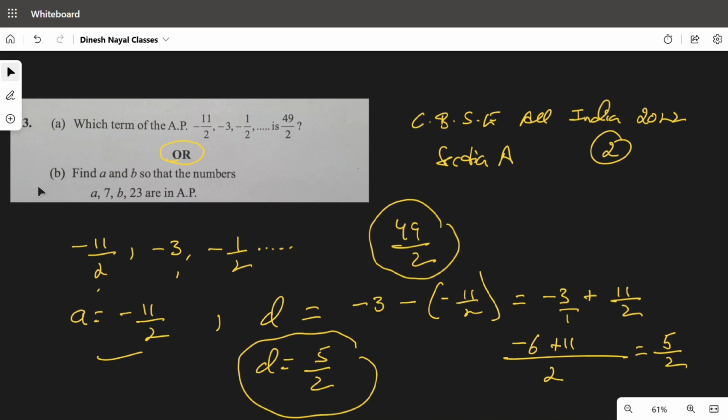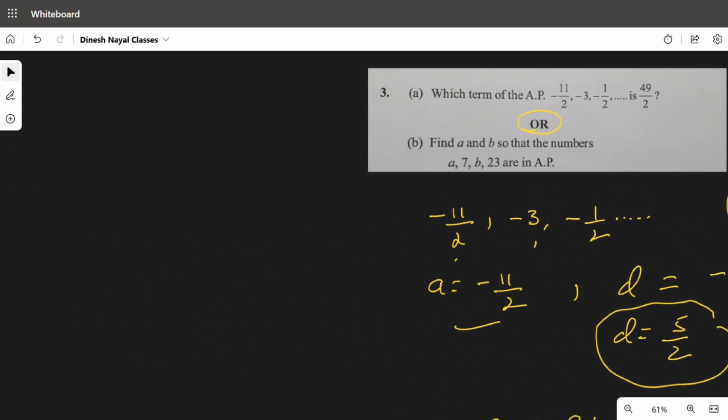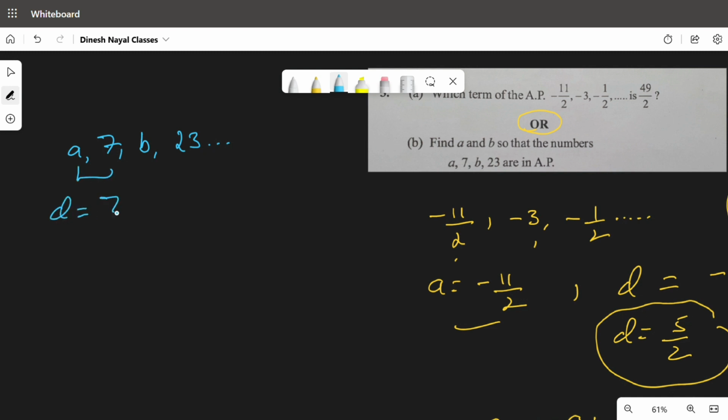Now the B part is: find a and b so that the numbers are in AP. That's good. We can solve it on the left hand side. They have given, find a and b so that the numbers a, 7, b, 23 are in AP. We know that an AP has a common difference, which will be equal, d. So first of all, what we can do is find the common difference by these two terms. So common difference will be 7 minus a.